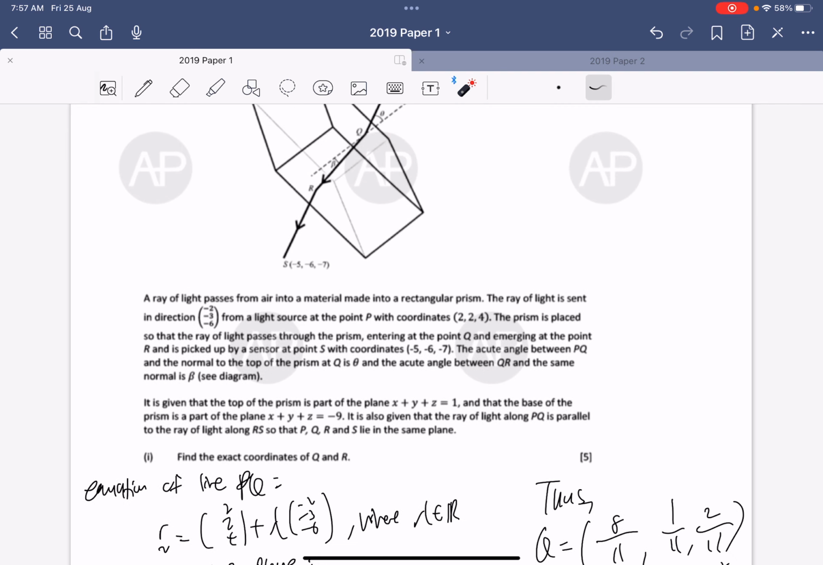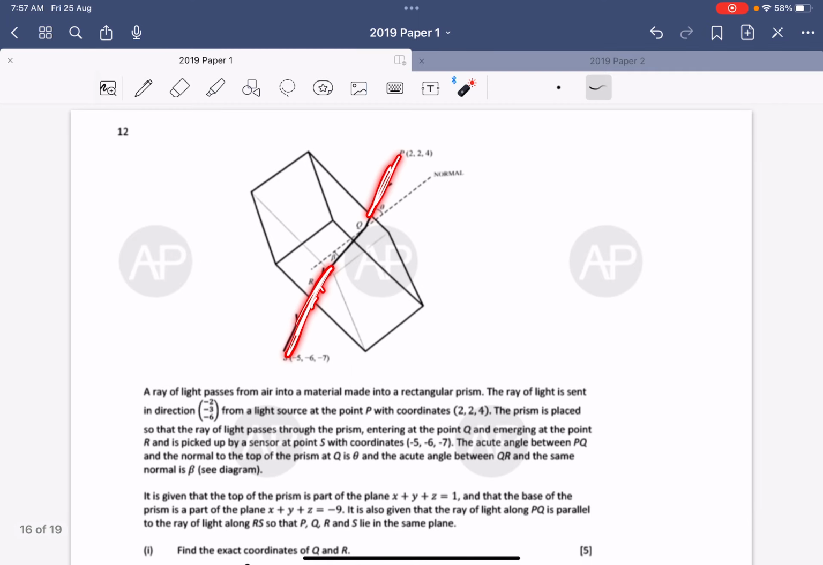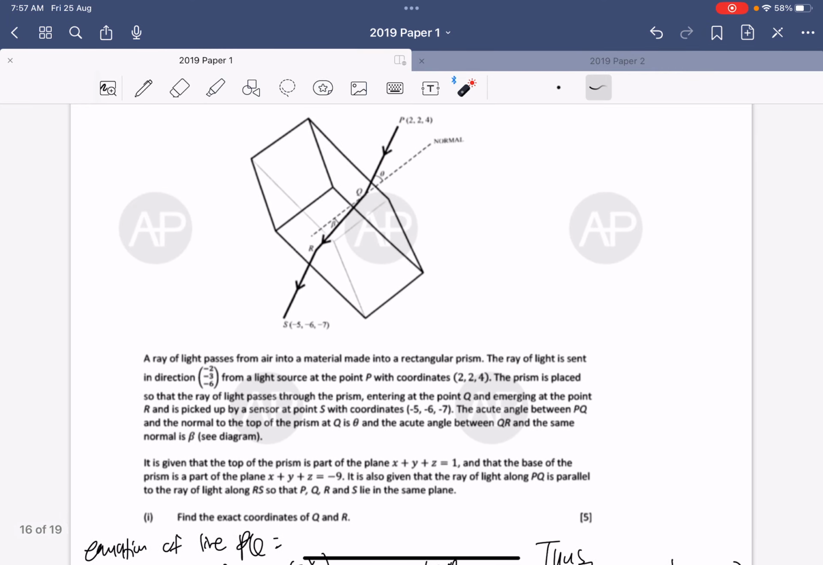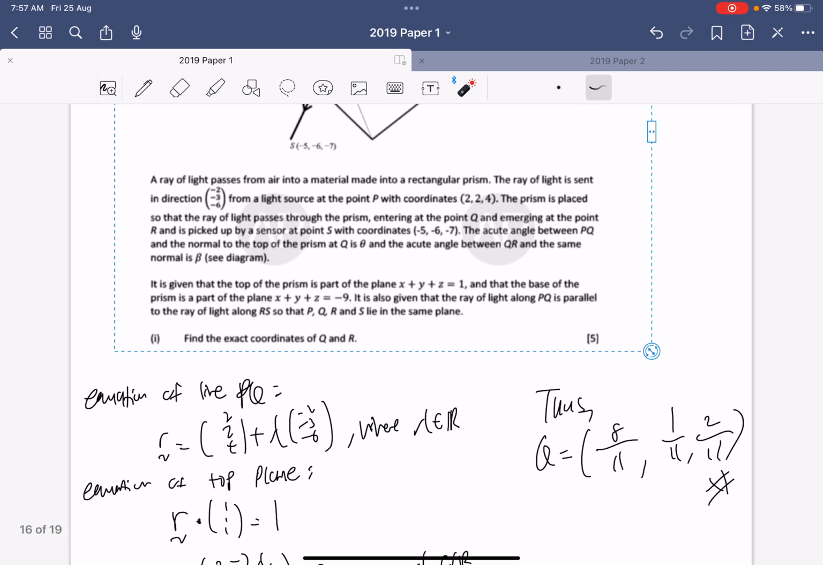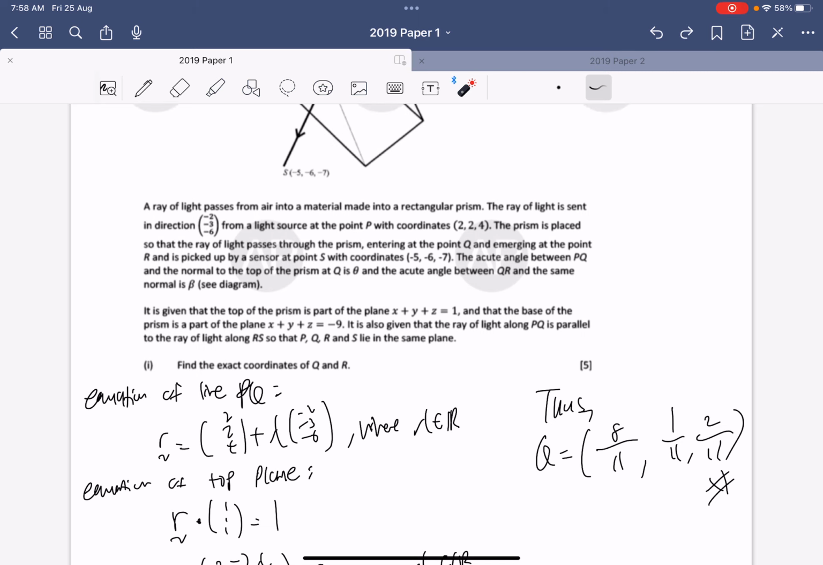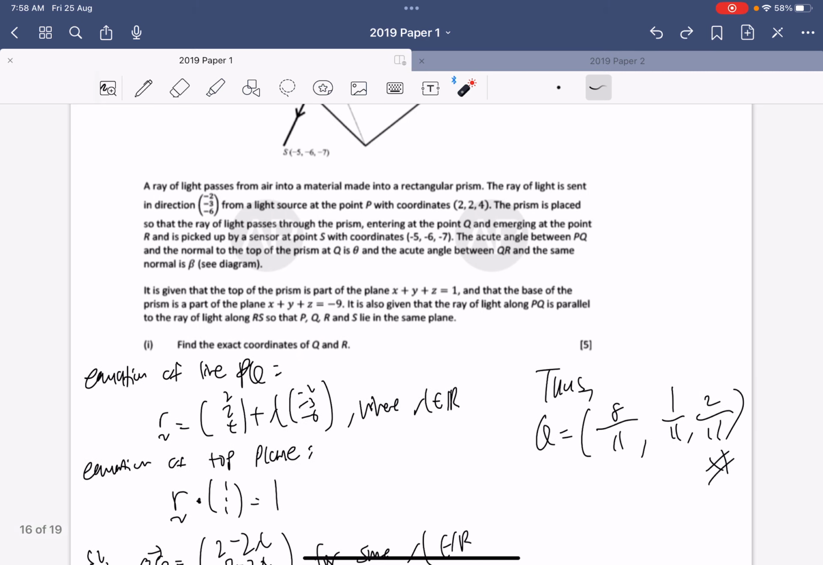So we know that the PQ direction is the same as the RS direction, so both are in the direction of -2, -3, -6. Now we're supposed to find the equation of Q and R. The first thing is that we need to do it step by step.